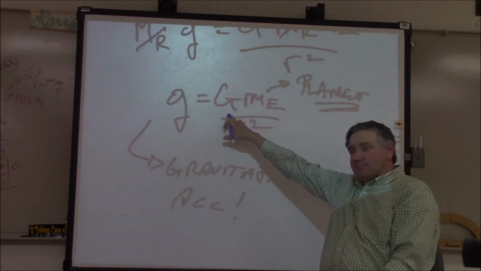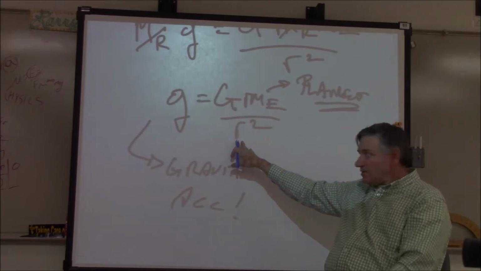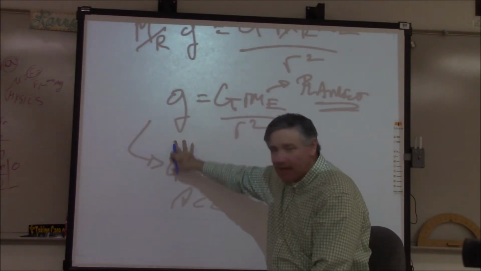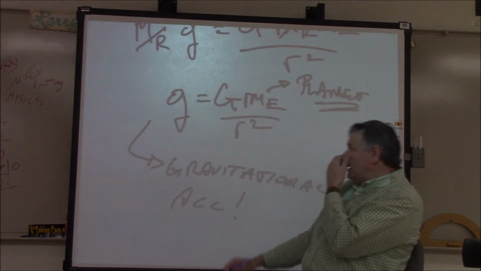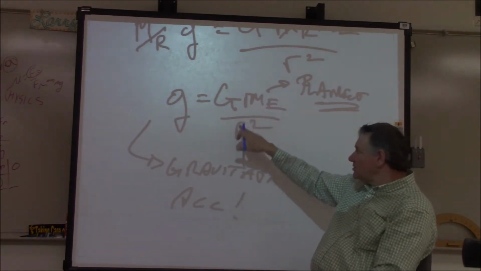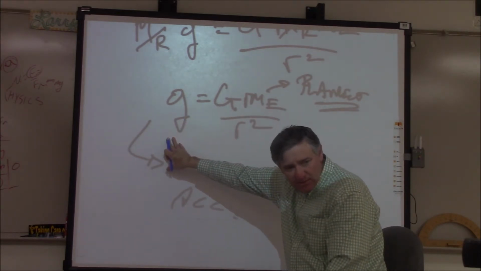So if you were to take big G, plug in the mass of the Earth, plug in the radius of the Earth, you would get 9.8 meters per second squared. If you're on the moon, you would plug in the mass of the moon, the radius of the moon, and you could calculate the gravitational acceleration on the moon.